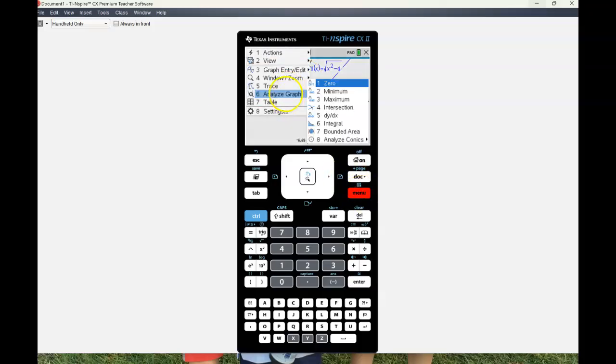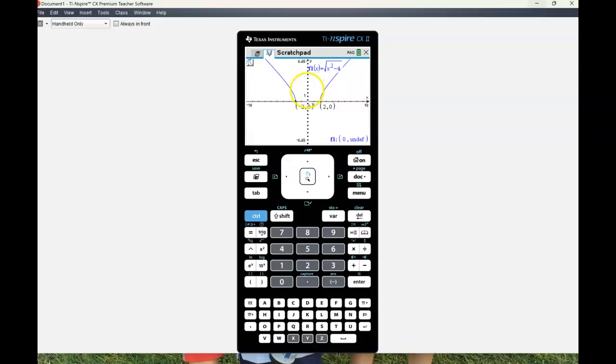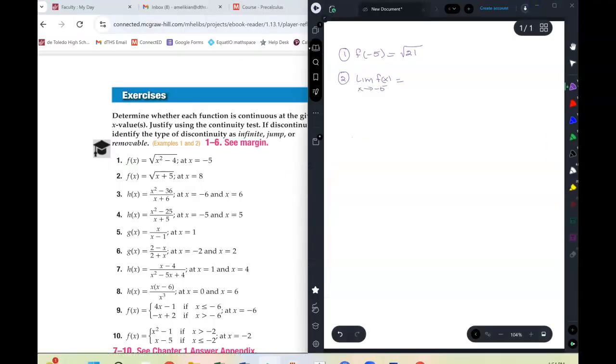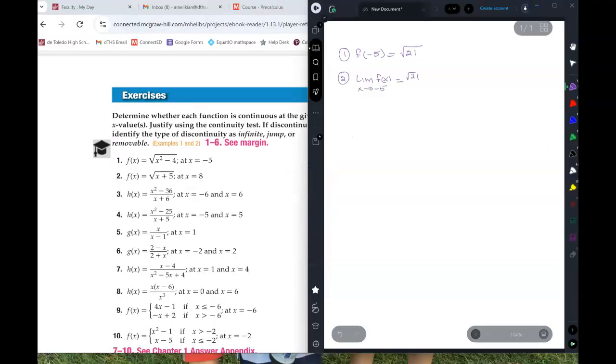So let's go to menu, analyze graph. I'm sorry, trace. Graph trace. So at about negative 5, as I'm approaching negative 5, is it going towards root 21? You see that the values are approaching root 21. Now let's look at it from this side. As I'm approaching negative 5 from this side, are the values approaching root 21? They are. So then I say the limit is also root 21.